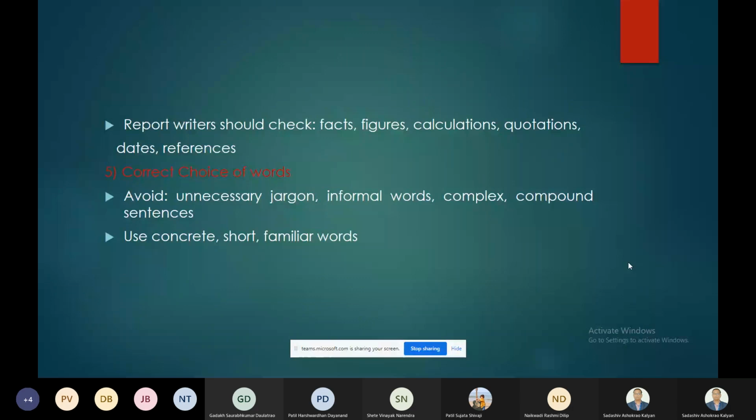So that's why we need to take care that we should not use unnecessary jargon. So this is all about what kind of language we want to use in our report writing.